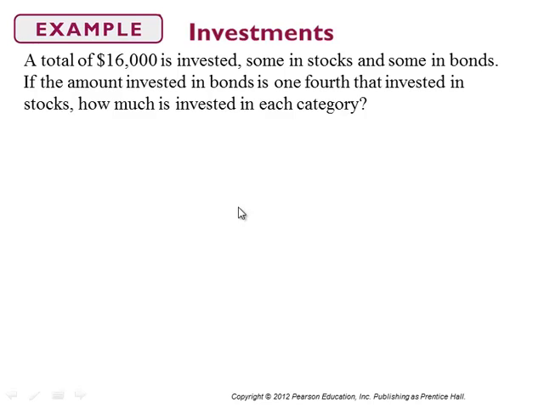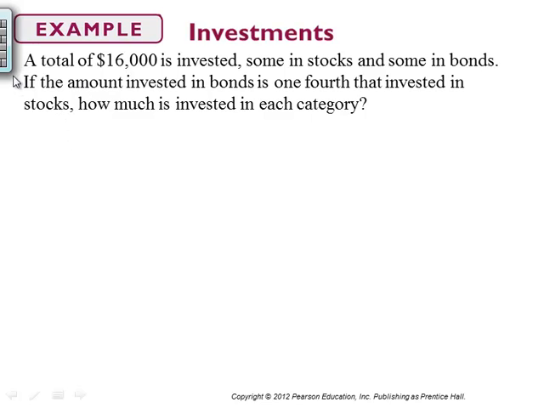So for example, suppose that we've got an investment portfolio worth $16,000. Part of the $16,000 is invested in stocks, the other amount is in bonds. So together, stocks and bonds total $16,000. Now suppose that we don't know how much is in stocks and we don't know how much is in bonds, but we're told that the amount invested in bonds is 1/4 of that invested in stocks.